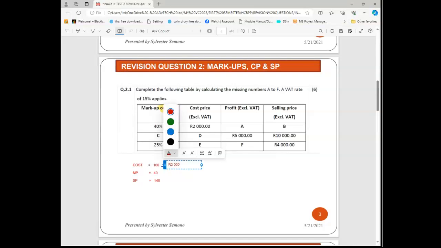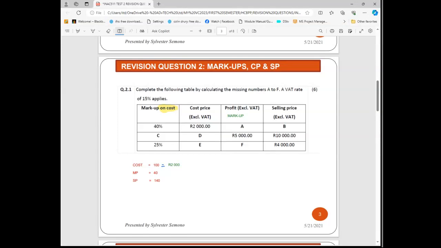So the cost is 2000, and then what is the next step? The next step is to find A. Let's use the question mark. What is A? A markup. I like that. Let me write markup because most people don't know that it's the same thing. Profit is the same as the markup. Okay.